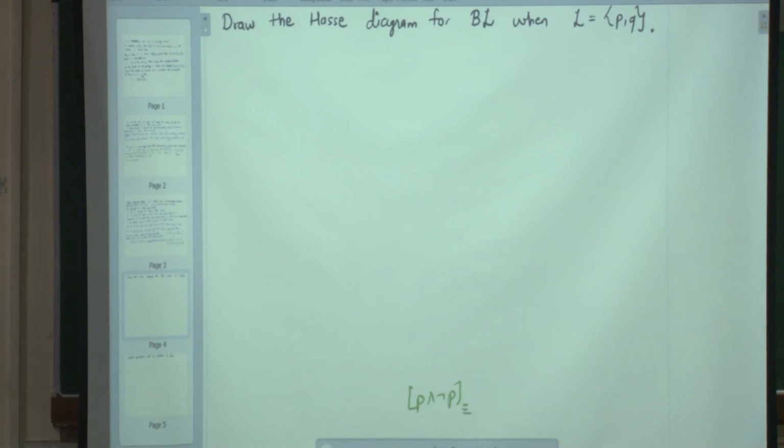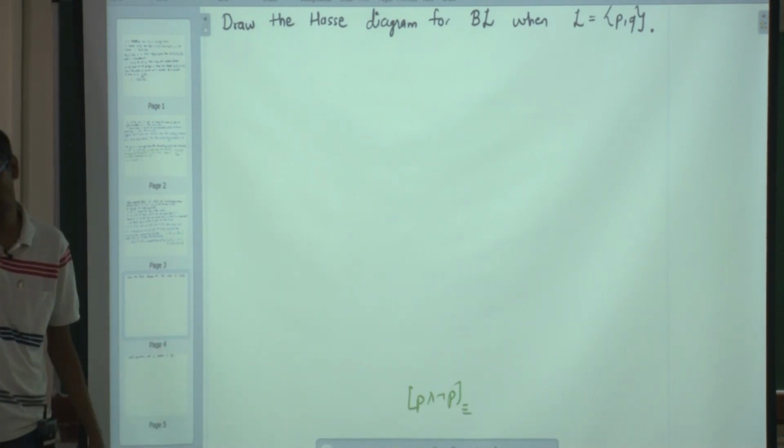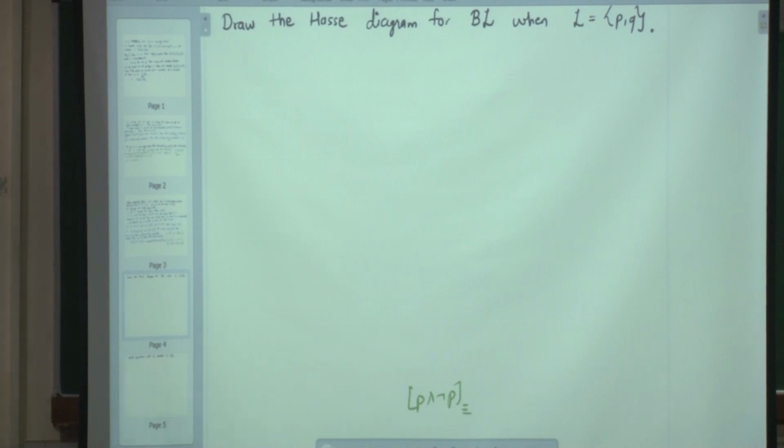Then tell me some atom. P conjunction Q is an atom. Okay, good. Any other atom? P conjunction negation Q. Okay. Then other atoms? Negation P conjunction Q and negation P conjunction negation Q. Okay, good.